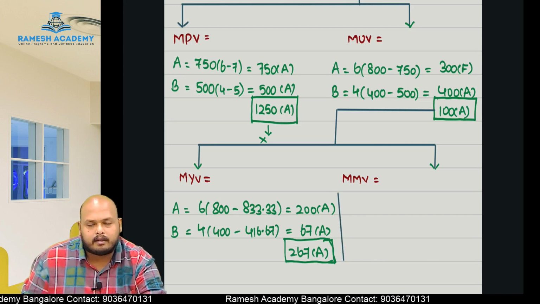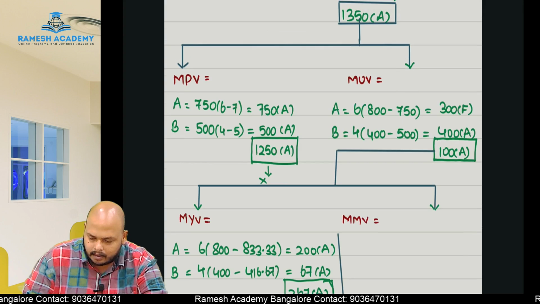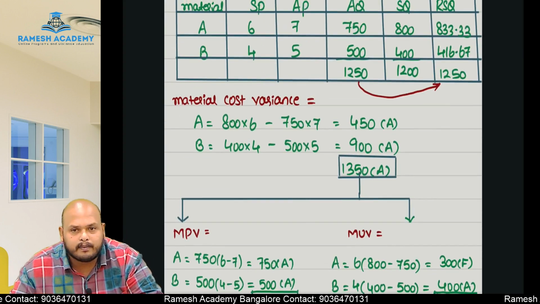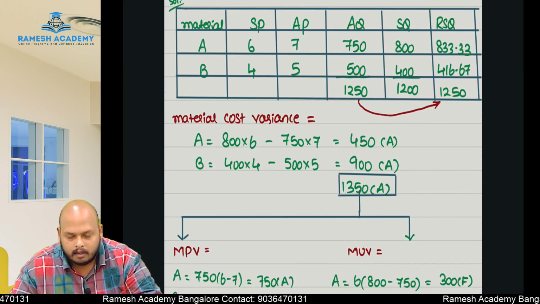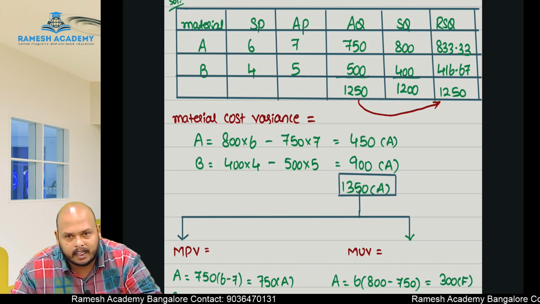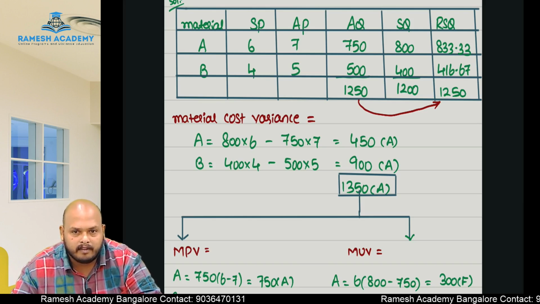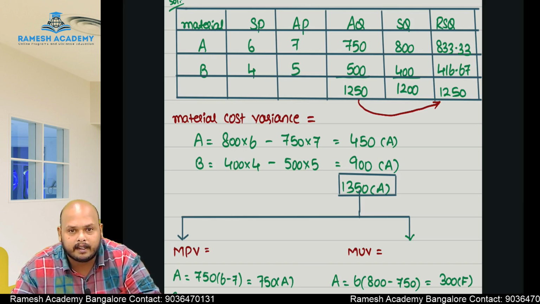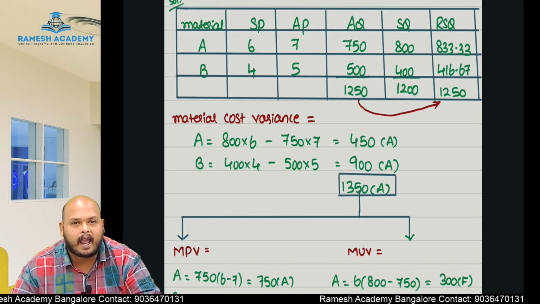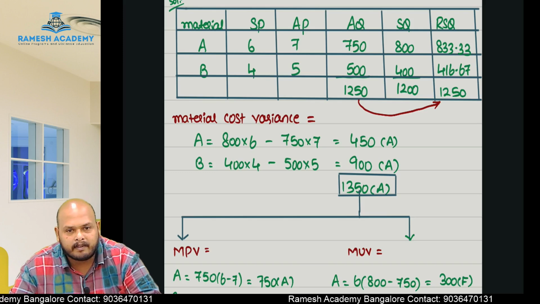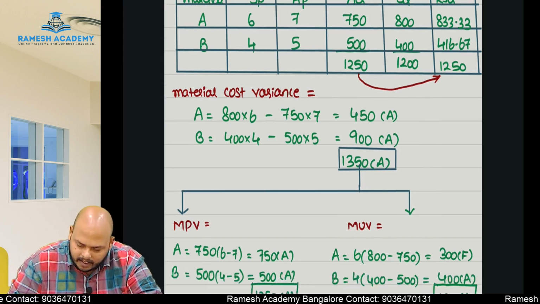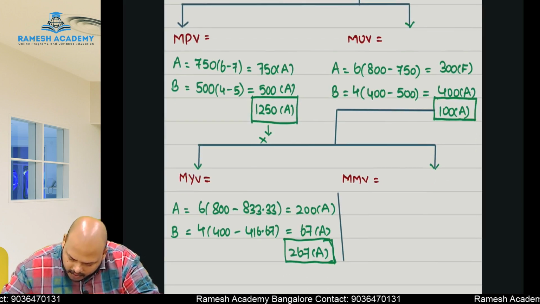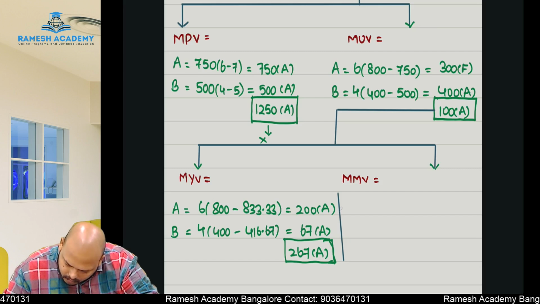Mix variance. What do you mean by mix variance? Yield is nothing but the difference between standard and revised. Difference between the standard and revised is called yield. Then what about mix variance? Mix is nothing but the difference between revised standard quantity and your actual quantity. That is called as a revised standard quantity.